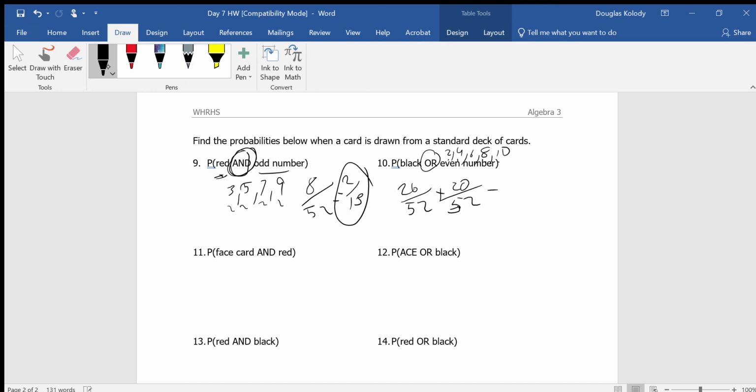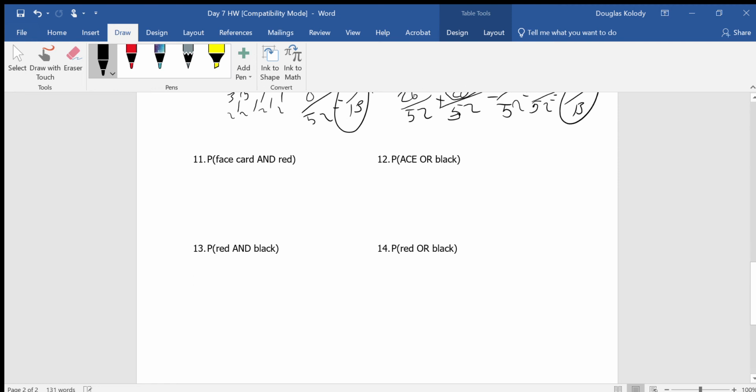Minus, half of these cards are black and half of these cards are red. So while there are 20 cards altogether that are 2s, 4s, 6s, 8s, and 10s, 10 of them are black, and we counted them twice. The other 10 are red. And so we're left with 36 out of 52, or 9 over 13.